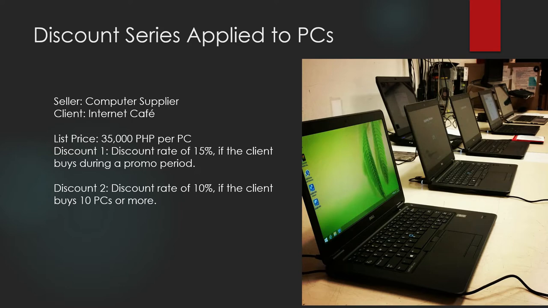Okay, you will give a series of discounts on the same item provided that the client will fulfill some conditions. In the first condition, he or she must buy during the promo period, and in the second condition, the client must buy 10 or more than 10 personal computers. So in other textbooks, this is how you write the discount series: 15/10. So the first discount is 15%, the second discount is 10%.